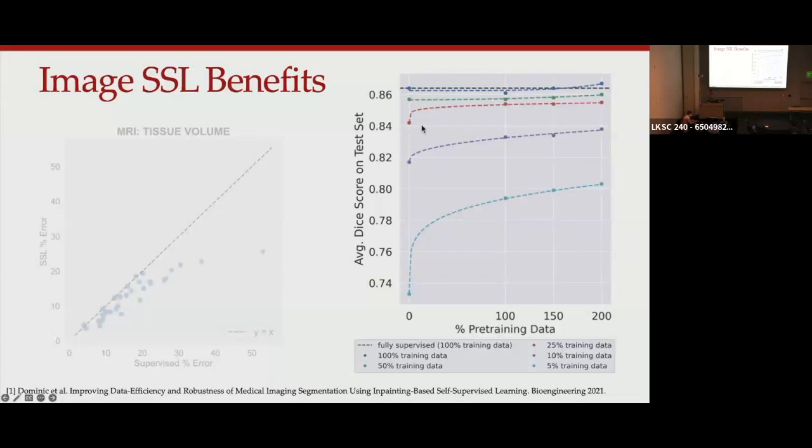And some of these curves start saturating at some point, but if you're operating in a very data-limited regime, so specifically this blue curve where we only have a handful of labeled training data, we can see that if we had added more pre-training data, the model performance would have kept increasing more and more. So these masking-based approaches are one premise for self-supervised learning.